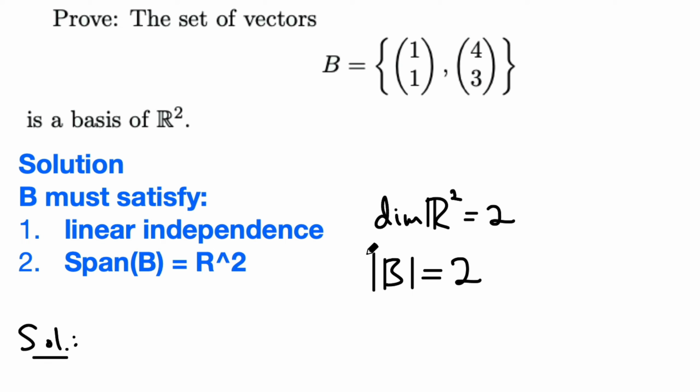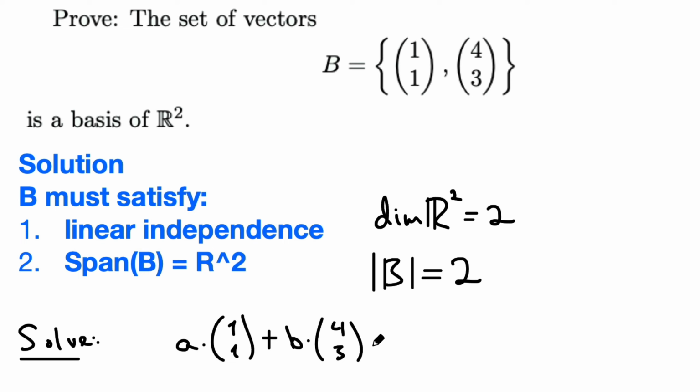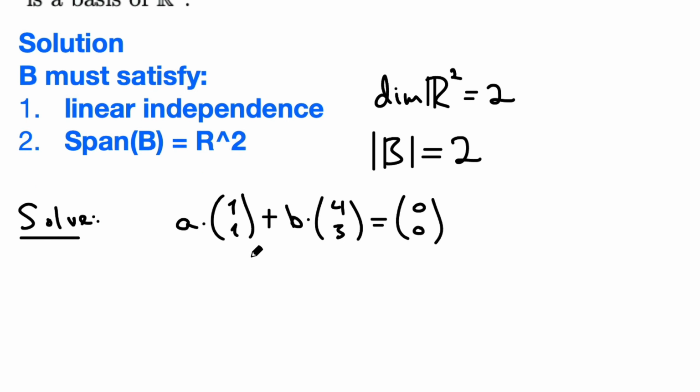So we'll prove that these 2 vectors are linearly independent, and I'll do it from the definition. I could solve it differently. So let's solve A times (1, 1) plus B times (4, 3) equals 0. Now I chose to write the vectors as column vectors. You could have written them as rows, even though it is considered more precise to use column vectors.